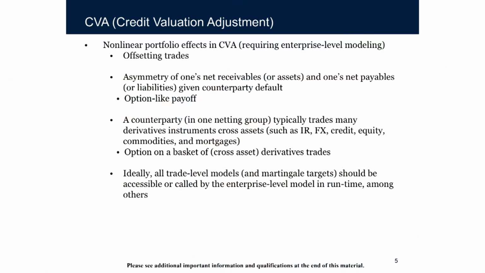And as you know, a counterparty can trade many derivative instruments across many assets, such as interest rate, FX, credit, equity, a lot of times also commodities, and sometimes also mortgage. My group is responsible for the modeling of the underlying exposure, for CVA, for capital, as well as for liquidity. Because multiple assets are involved, we need to model cross-asset, so we named our group cross-asset modeling. Furthermore, it is not only that we have option-like payoff, which is nonlinear, we have an option essentially on a basket of cross-asset derivative trades. And the modeling becomes even more difficult.